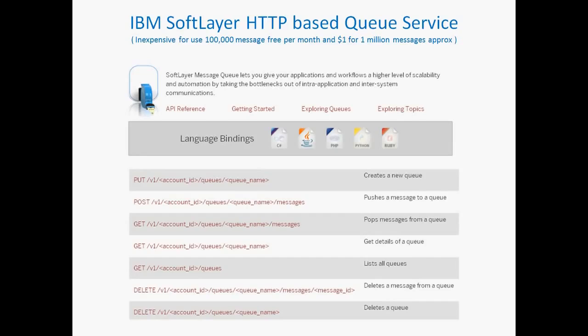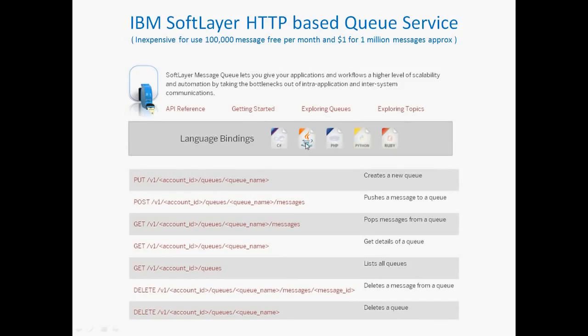Let's spend a minute understanding the SoftLayer HTTP-based queue service. This is a very inexpensive service. The first 100,000 messages are free per month, and the cost is so low it approximately works out to $1 for 1 million messages.